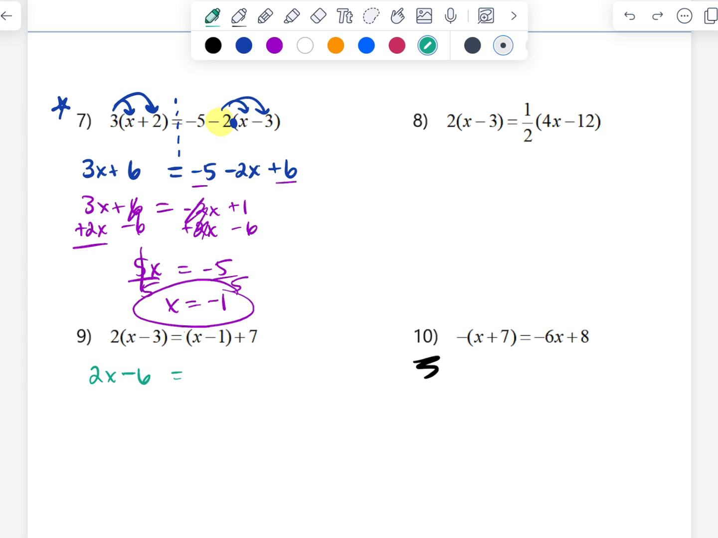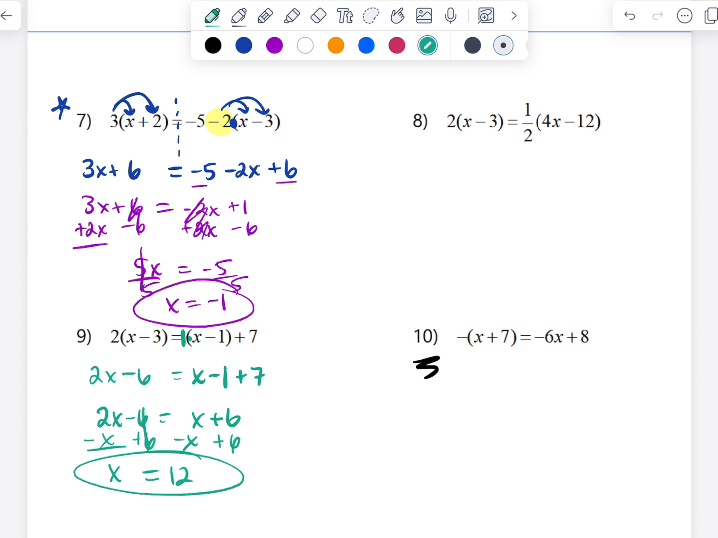Like right now, there's technically a 1 in front of this parentheses. Well, 1 times anything is just whatever that thing is. So 1 times x minus 1 is just x minus 1. So we don't need the parentheses. We can just drop them because it's itself. So then we're going to add 7. So we get 2x minus 6 equals x plus 6. So I'm going to subtract the x over. I'm going to add 6. So I get that x equals 12.